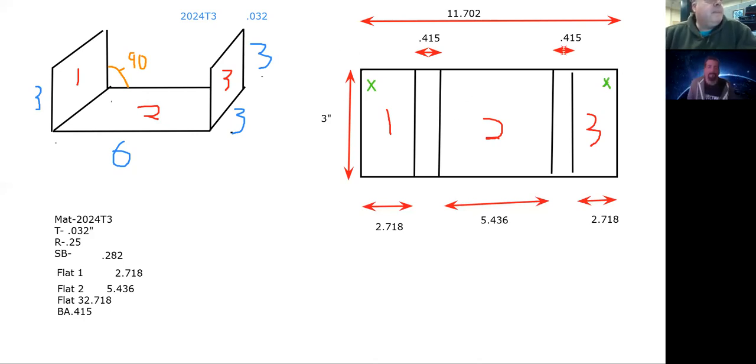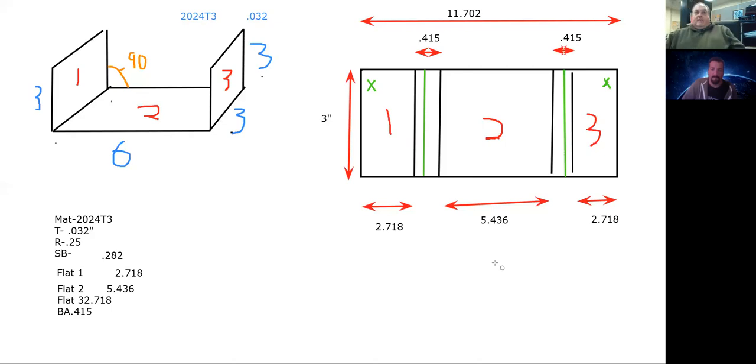So then what we'll do is we'll have to draw our sight line. We know that our sight line is going to be one radius to the right of this first bend tangent line, as far as this flat one. Right. So here's our first bend tangent line right here. So we're going to measure 0.25 from this bend tangent line and draw our sight line. Okay. Then we're going to do the same thing over here. We're going to measure 0.25 from this bend tangent line and draw our sight line.